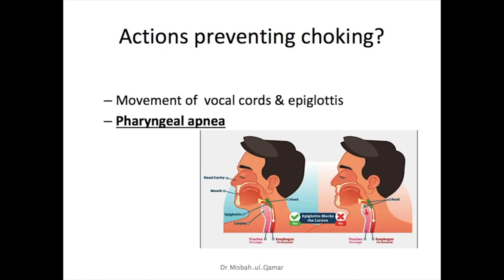Here, I repeat again that the action which prevents choking is the tight approximation of the vocal cords. Now, this is the most essential. And other than that, the action which prevents choking is the movement of the epiglottis. So, destruction of the vocal cords or of the muscles that approximate them can cause choking or strangulation.